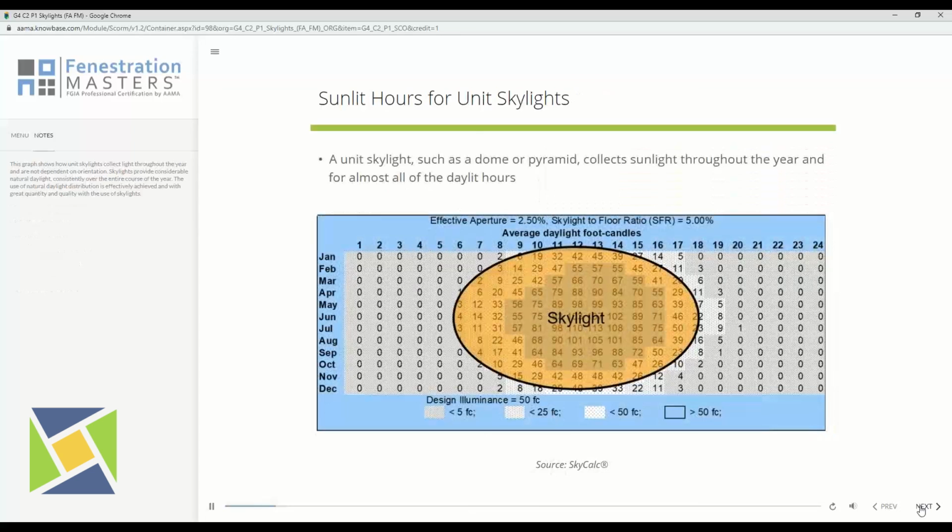This graph shows how unit skylights collect light throughout the year and are not dependent on orientation. Skylights provide considerable natural daylight, consistently over the entire course of the year. The use of natural daylight distribution is effectively achieved and with great quantity and quality with the use of skylights.